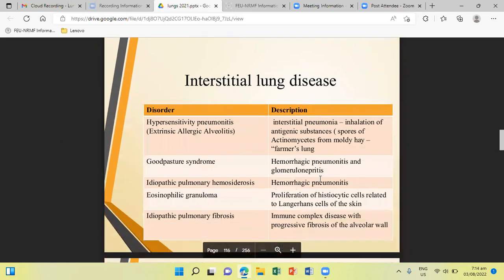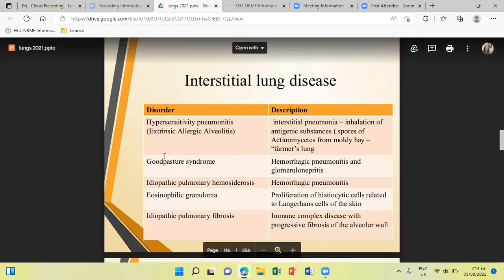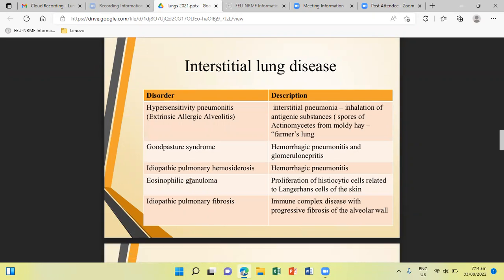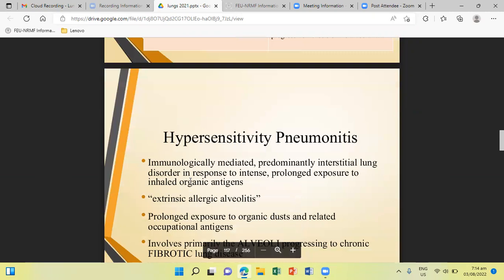Okay, let's move on. This is a table showing you, still on interstitial lung disease, the next diseases that we are supposed to tackle. We're going to cover hypersensitivity pneumonitis, Goodpasture syndrome, idiopathic pulmonary hemosiderosis, eosinophilic granuloma, and idiopathic pulmonary fibrosis. So let's tackle the first one.